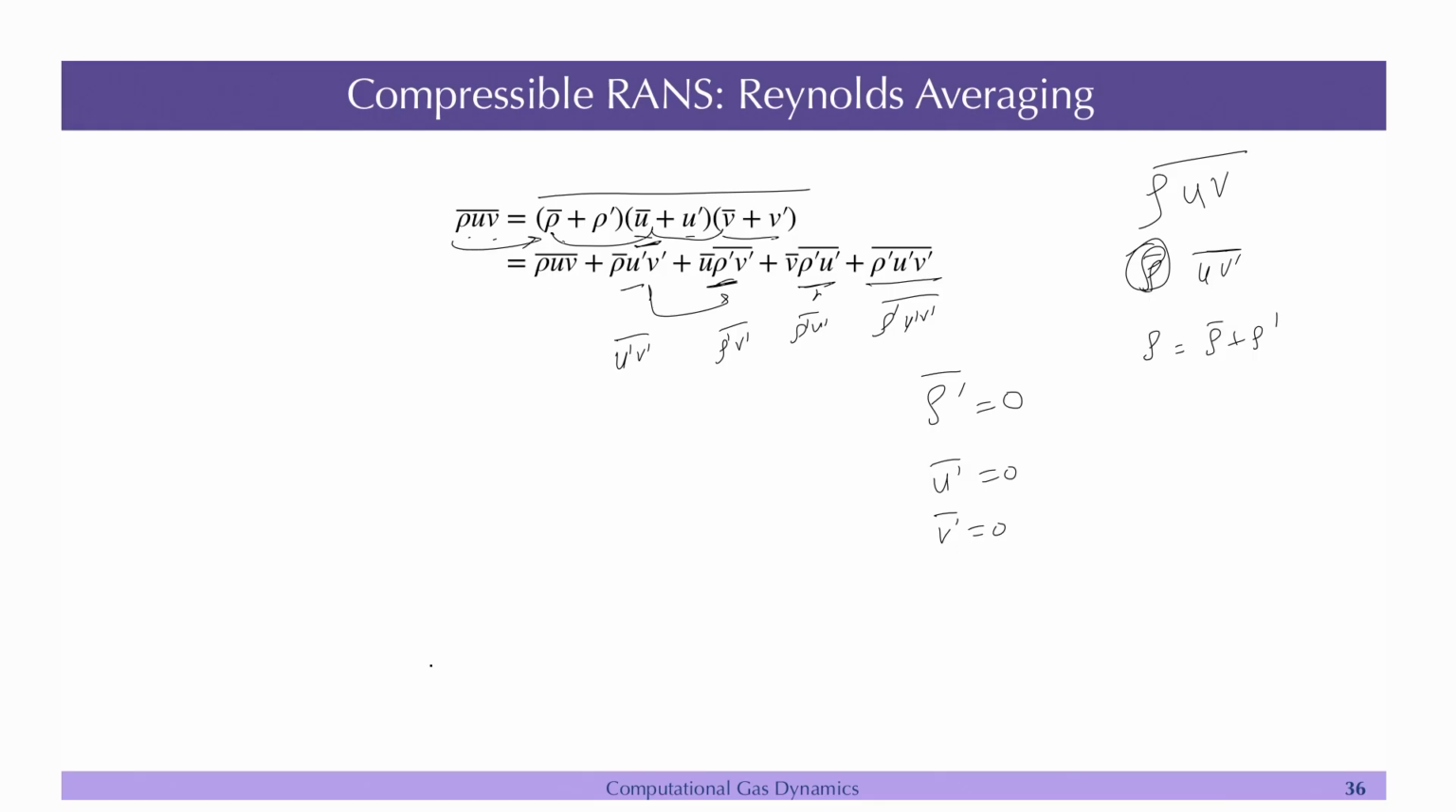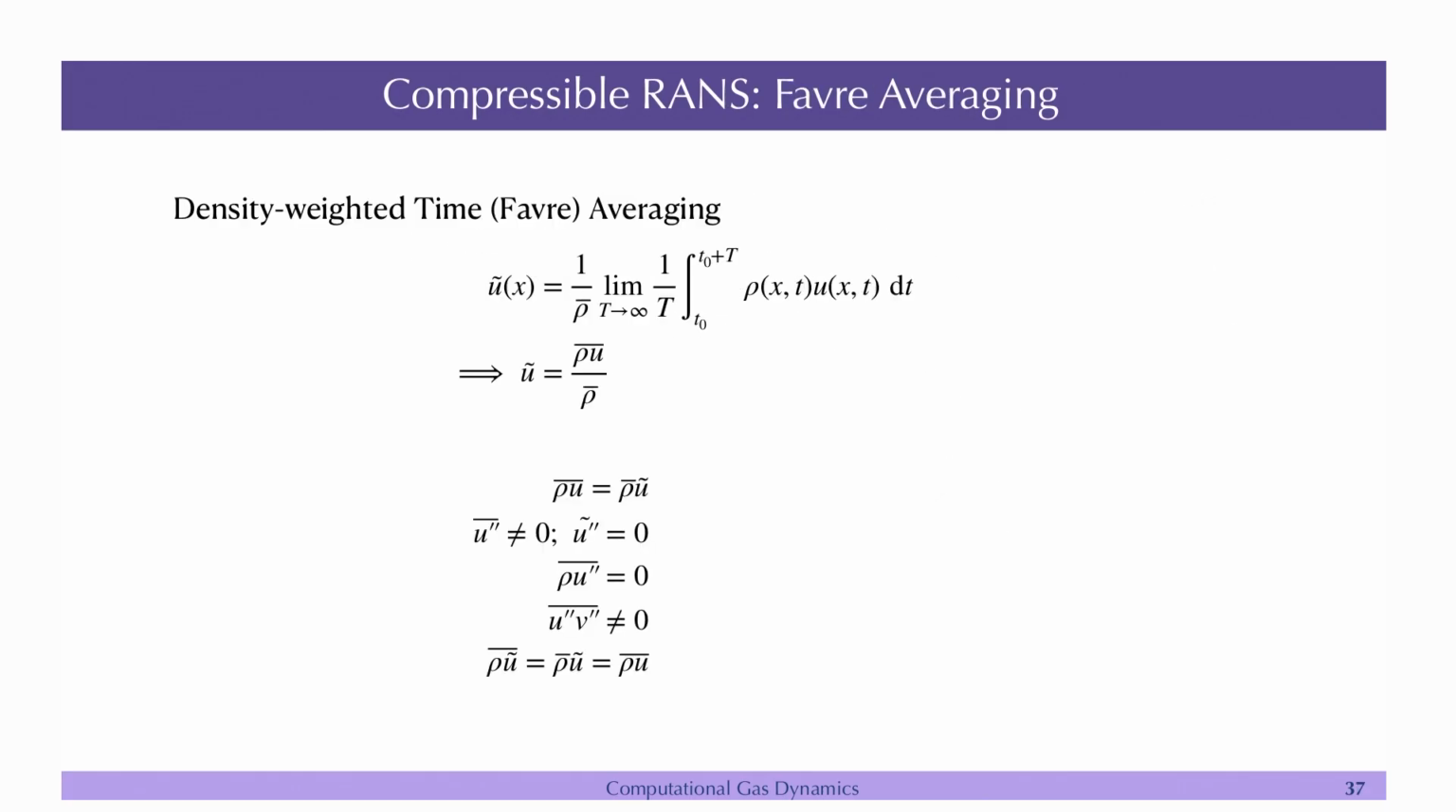The number of stresses also increased, and if you want to put this in your Navier-Stokes equations, you will have to basically model all those things there. Okay. So, fortunately, there is a way to basically reduce the complexity of these equations, and that is called the density weighted time averaging or the Favre averaging.